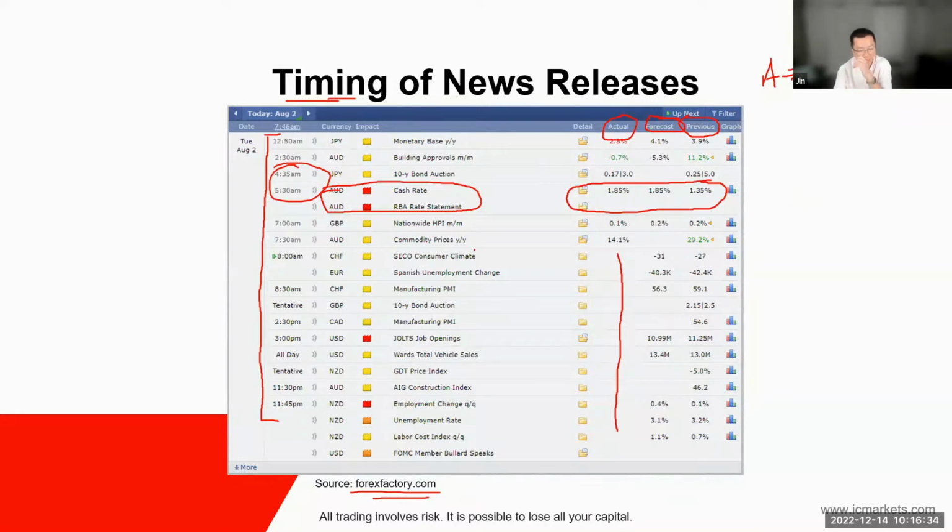All right, so this is the first site that I open every day before I get started with my trades. So you can see here, we got a whole bunch of news: 10-year bonds on Japan, building approvals, monetary base, consumer climate, manufacturing PMI, job openings, GDT price index, right? All that put together, it becomes quite confusing.